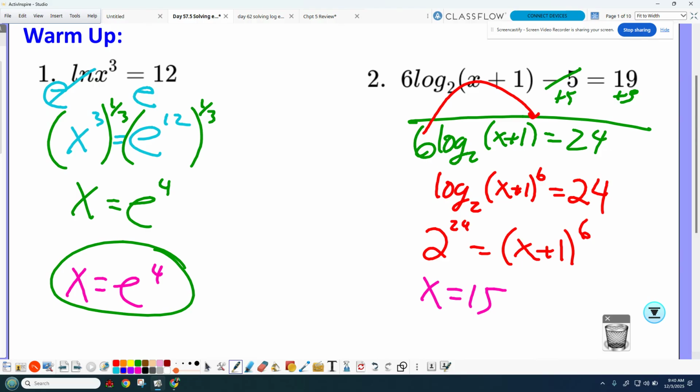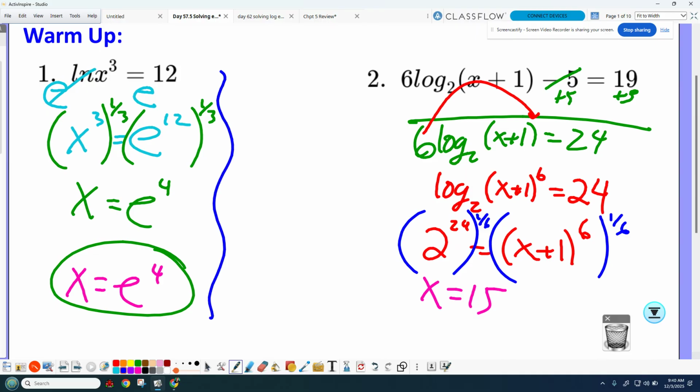Divide by 6? Oh yeah, I said 2 to the 4th in parentheses to the 6th, and then the powers of 6 on each side cancel. Because I don't want to have to rewrite, he changed 24 to be 4 times 6. I'm going to raise both sides to the 1/6. And so 2 to the 4 equals x plus 1, since the 6th power to the 1/6 is 1. Do I need to keep the parentheses? No. So 2 to the 4th is 16, and then subtract 1, and I agree with that, 15.